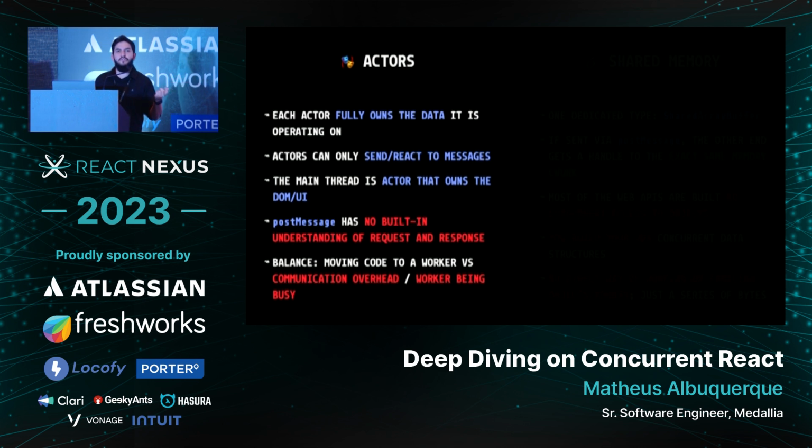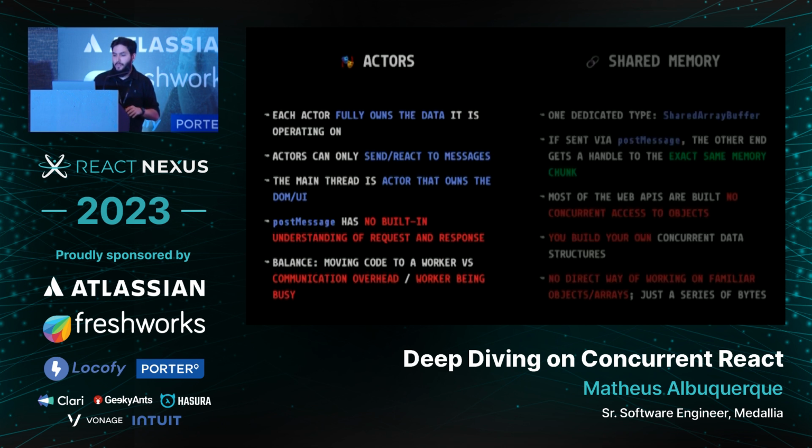But the thing is, postMessage is a kind of fire-and-forget mechanism, so you don't have a built-in understanding of request and response to track that. And the second thing is, okay, you're moving things to a worker because you want to optimize them, but at the same time, you might be introducing communication overhead, and also you might have to handle what happens if that worker is busy handling something else. So you need to write that abstraction as well.